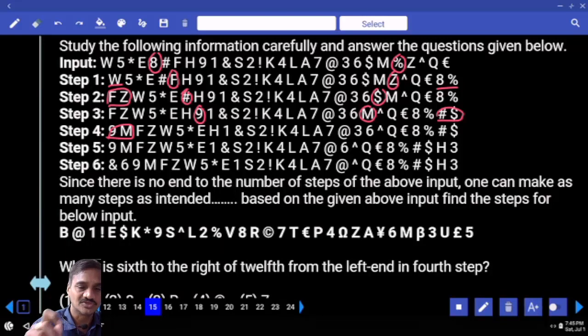Then the ninth letter from the left hand side. What is the ninth letter from the left hand side here? 1, 2, 3, 4, 5, 6, 7, 8, 9, H, and here it is three, written at the last. Then next one, and 6 are written as this. And step 6, there is no end to this one. It continues, and one can make as many steps as needed based on the above input, and the same process will be continued forever. All these questions are based on the same input, and this is about questions 15 to 18.